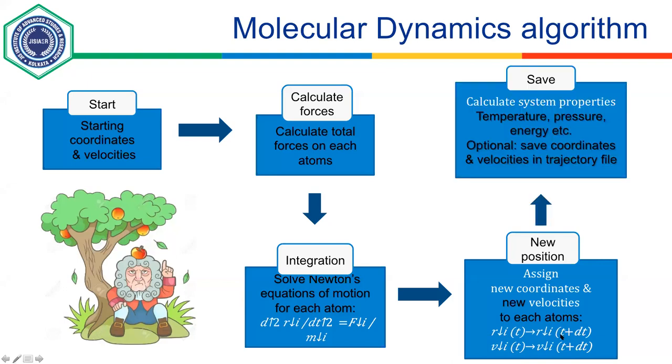After that, the algorithm calculates system properties, meaning temperature, pressure, energy, stress, etc., and then saves the coordinates and the velocities in a file called the trajectory file. Then back to the force calculation again. So this is in a loop until you reach the desired step.